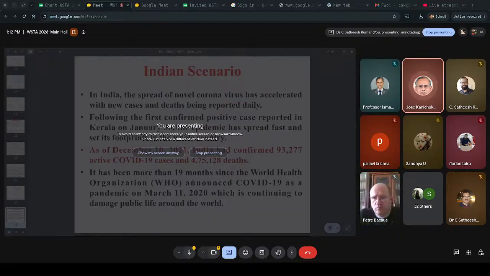In the Indian scenario, the spread of the coronavirus accelerated with new cases, and Kerala was the first place where we had a confirmed positive case, on January 30, 2020. As of December 10, 2021, India had confirmed around 1 lakh people, and in the end, more than 4,75,000 deaths, or so we have noticed.